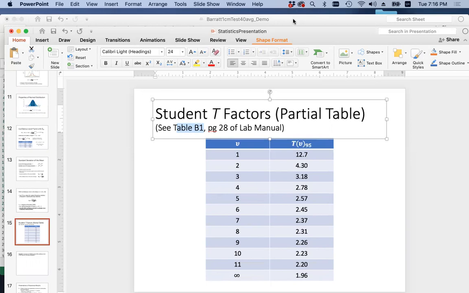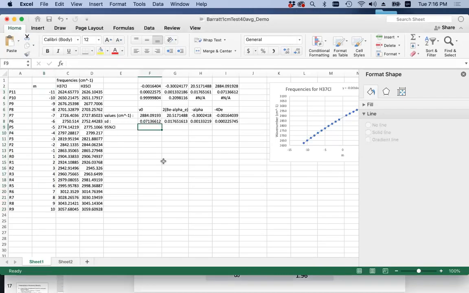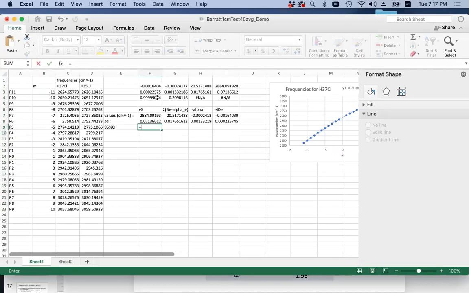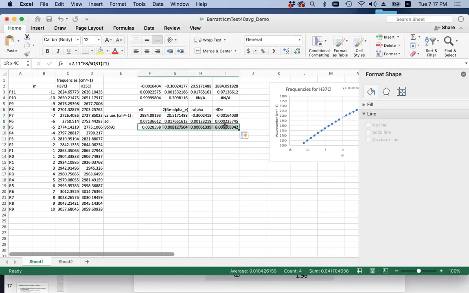But if I remember correctly, the student t-value for nu equals 17, I believe it was 2.11 when I was working this example earlier. So it's 2.11, the student t-value, times the standard deviation divided by the square root of the number of measurements, which is 21. Okay, so there's the 95% confidence interval. I can copy that over. Now I've got all of these fit parameters with their 95% confidence intervals.